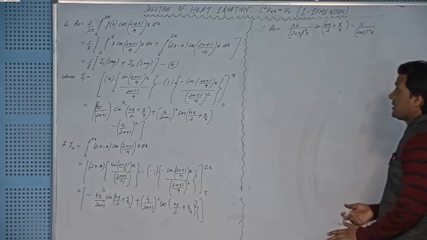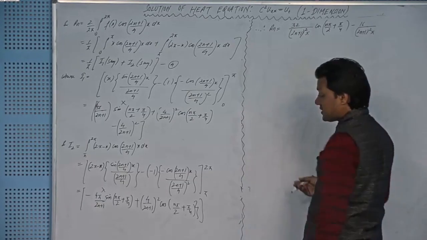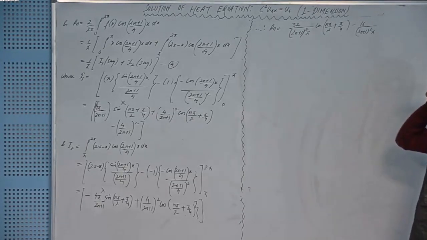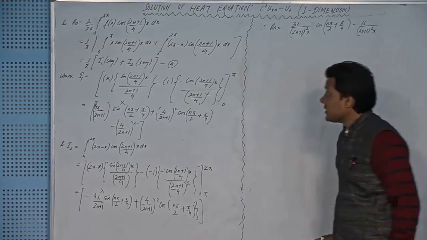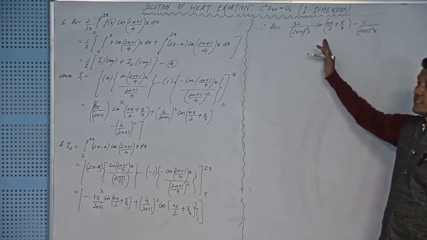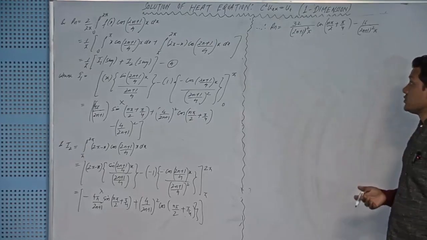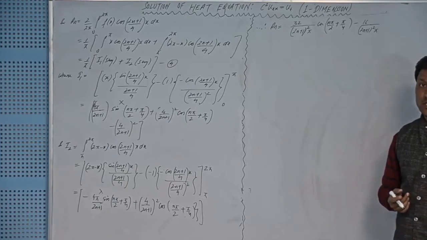So this is my an, and then my solution was, I have erased that solution, and on plugging this a naught, where is that a naught? Here I had that a naught, right? And this an in my solution, that should be my required solution, right?